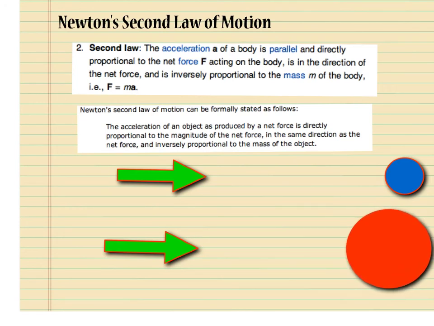All right, so apply this to, say you're pushing a wagon, one with one child in it and another with five children. It's more difficult to push the wagon with more mass. And that's all Newton's second law is saying, that we have an inverse proportion of mass to acceleration. So if the force is the same and you push something with a greater mass, you're going to get less acceleration. But if you push something with a smaller mass, you get more acceleration.